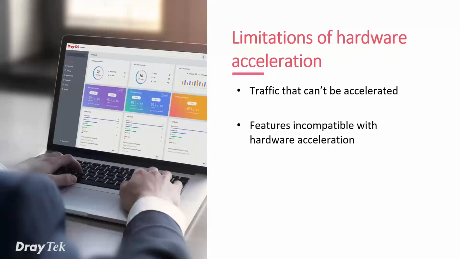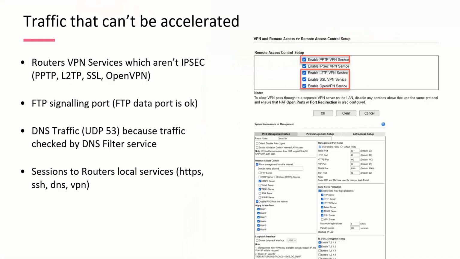So now that we've looked at hardware acceleration, I want to cover a bit on some of the limitations, to understand and explain which traffic can't be accelerated, and also the impact of enabling hardware acceleration, because there are some features that are incompatible with hardware acceleration. So what traffic can't be accelerated? Well, the first thing is the router's VPN services can't be accelerated.